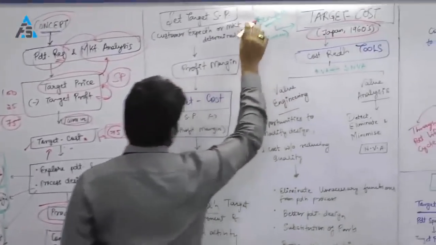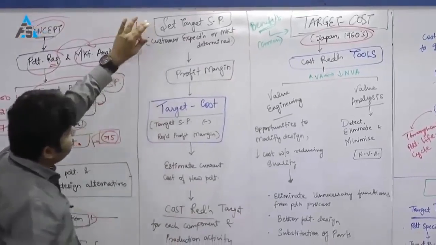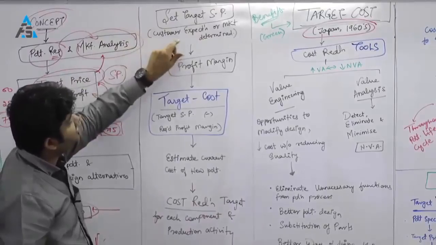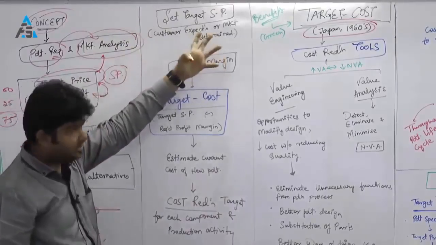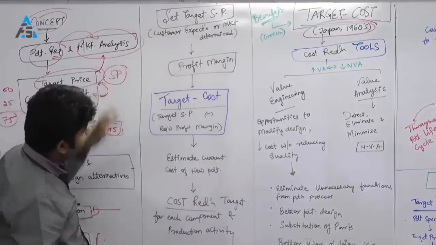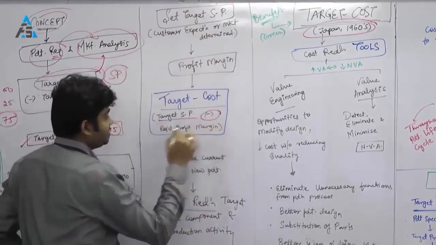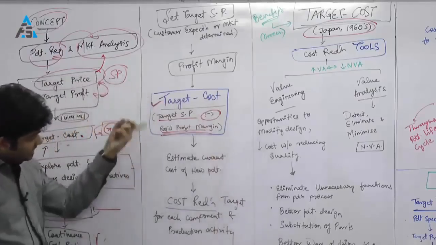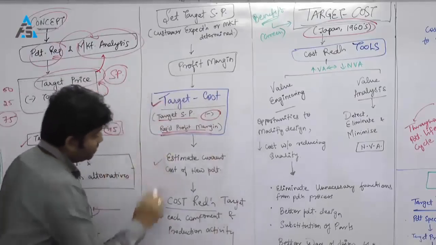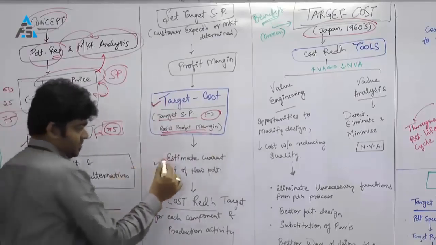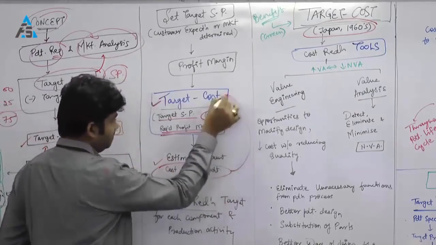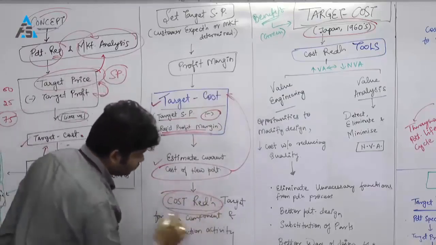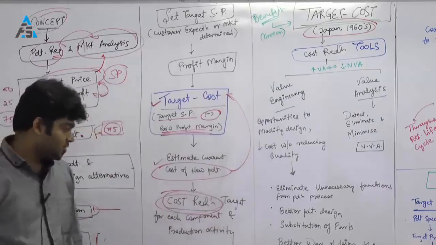Continuing here, this is just a process that we have made as far as target cost is concerned. So set the target selling price, which is based on customer expectation or is market determined, as I said. Find out your profit margin. Target selling price minus your required profit margin will give you something called as target cost. Then estimate the cost of the new product. You will see whether the cost that you have thought matches the target cost or not. If it matches, good. If it doesn't, then in that case you have to do something called as cost reduction.